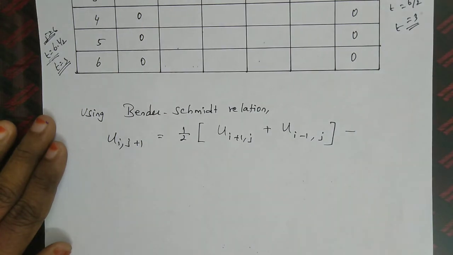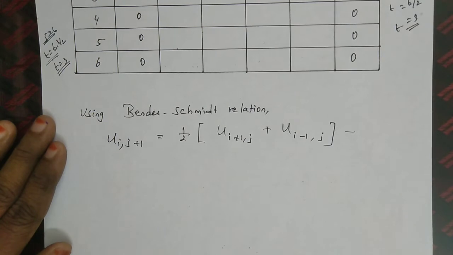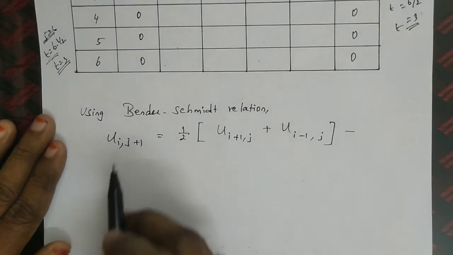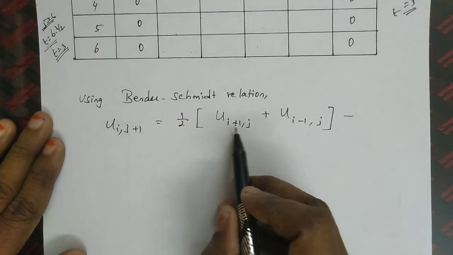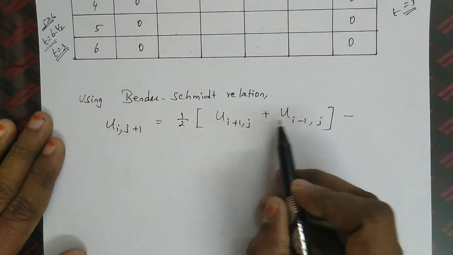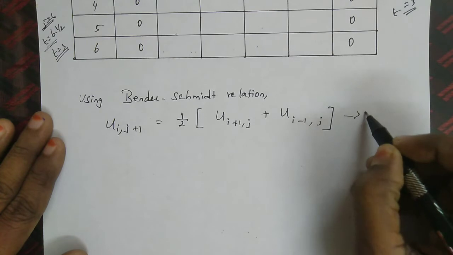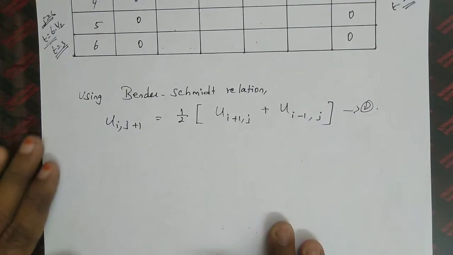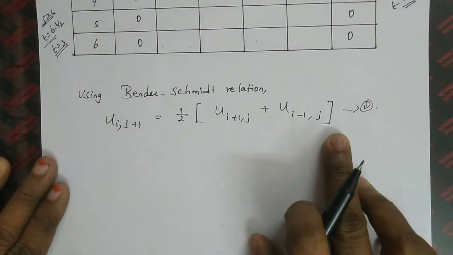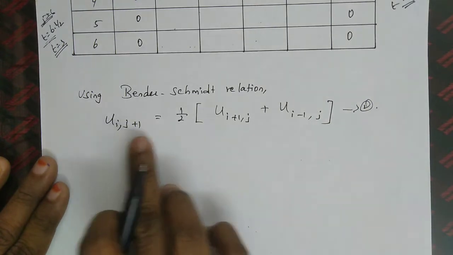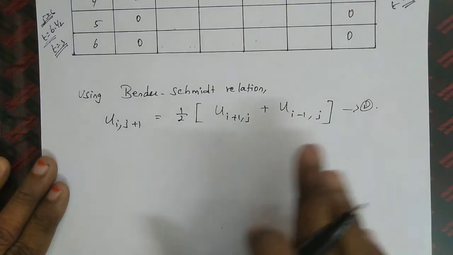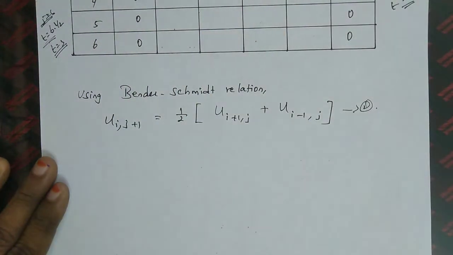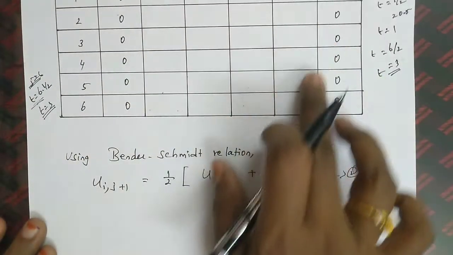So how are we going to do the problem? First we take the value of i. Look at this one: u of i comma j plus 1 equal to 1 by 2 times u of i plus 1 comma j plus u of i minus 1 comma j. We can call this equation 2. How are we taking this relation? When alpha equal to 1 by 2, the Bender-Schmidt relation is this. In this only we are going to find all the remaining values of the table.